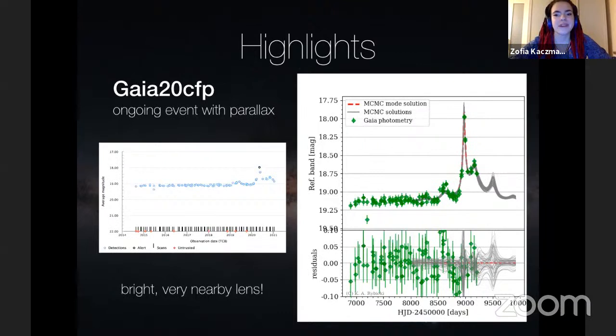So our very tentative calculations say that it should be even less than 1 kiloparsec from us. So that will be really a great event, a very interesting event to study when we have more data in the future wiggles. So that's all.